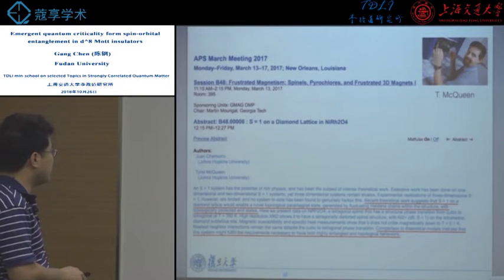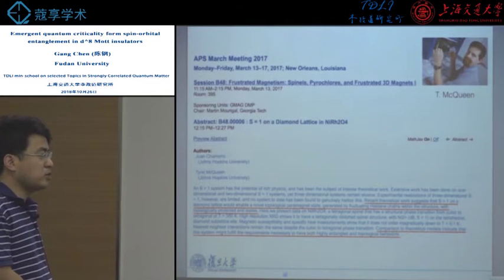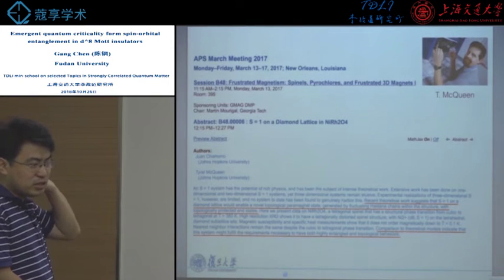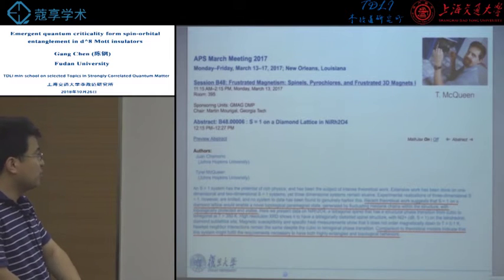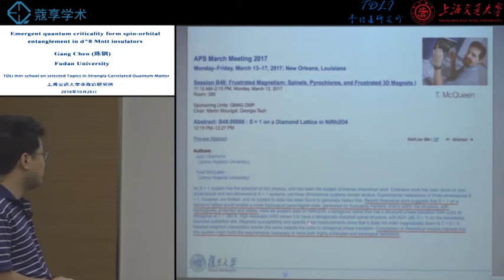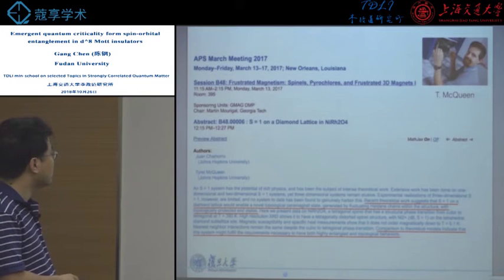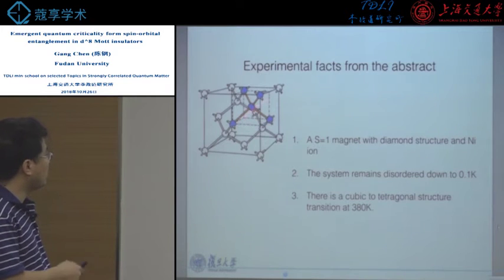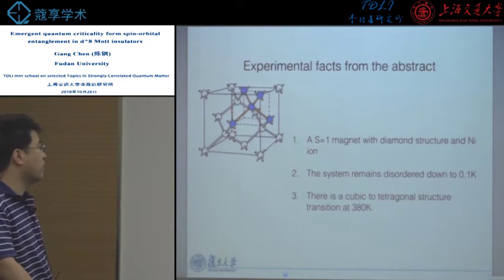The existing data they have is some thermodynamic measurement. So they didn't find the system really develops a magnetic order. The system remains non-ordered down to very low temperature, from the heat capacity and magnetic susceptibility measurements. And moreover, the system has a tetragonal distortion. So that's a summary of the experiment from their work.